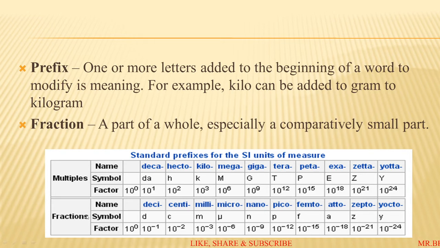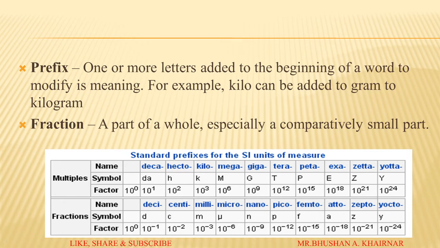Like that, if we see the fractions, a fraction is basically a small part. So now it is deci, 10 to the minus 1. Centi, 10 to the minus 2. Milli, 10 to the minus 3. Micro, 10 to the minus 6. Nano, 10 to the minus 9. Then pico, 10 to the minus 12. Then femto, 10 to the minus 15. Atto, 10 to the minus 18. Zepto, 10 to the minus 21. Yocto, 10 to the minus 24. So these are some of the prefixes and fractions which are utilized in the 7 SI units.